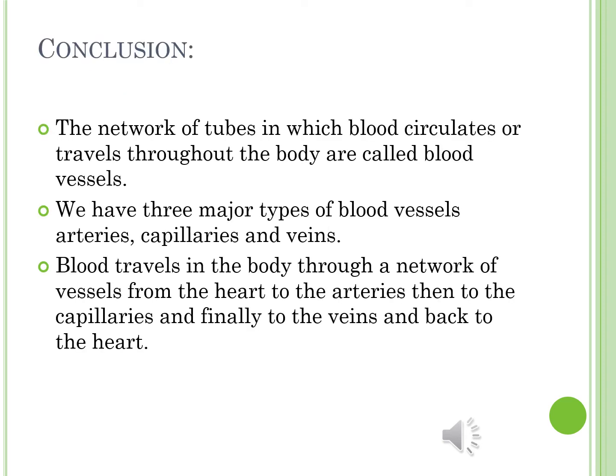As a conclusion, the network of tubes in which blood circulates or travels throughout the body are called blood vessels. We have 3 major types of blood vessels: arteries, capillaries, and veins. Blood travels in the body through a network of vessels from the heart to the arteries, then to the capillaries, and finally to the veins and back to the heart.